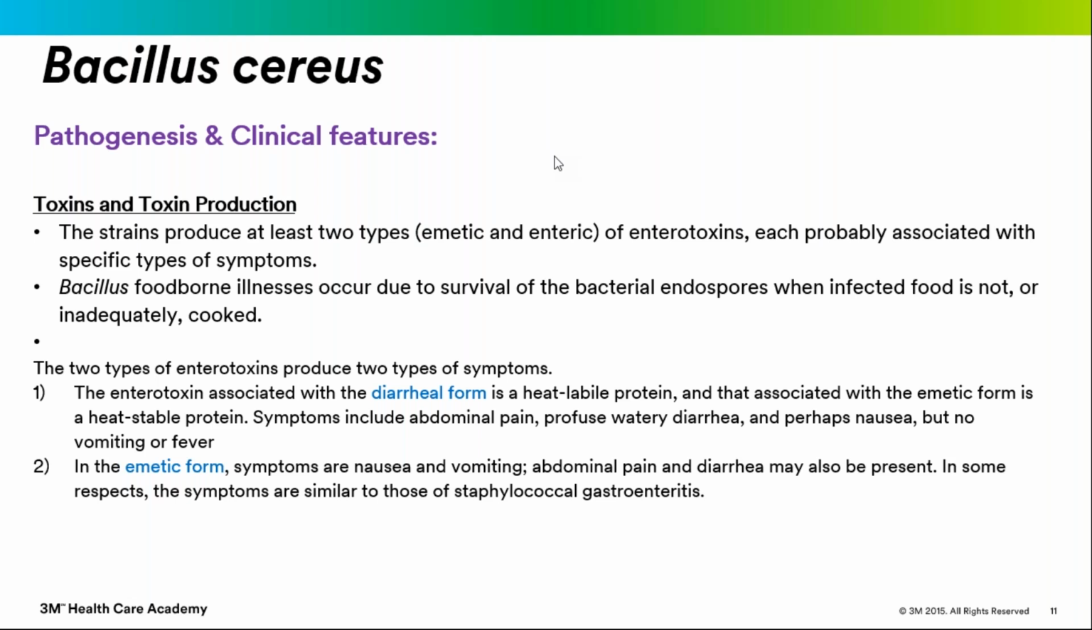a heat stable protein. Symptoms include abdominal pain, profuse watery diarrhea, and perhaps nausea, but no vomiting or fever. In the emetic form, symptoms are nausea and vomiting, followed by abdominal pain and diarrhea. In some cases, the symptoms are similar to those of staphylococcal gastroenteritis.